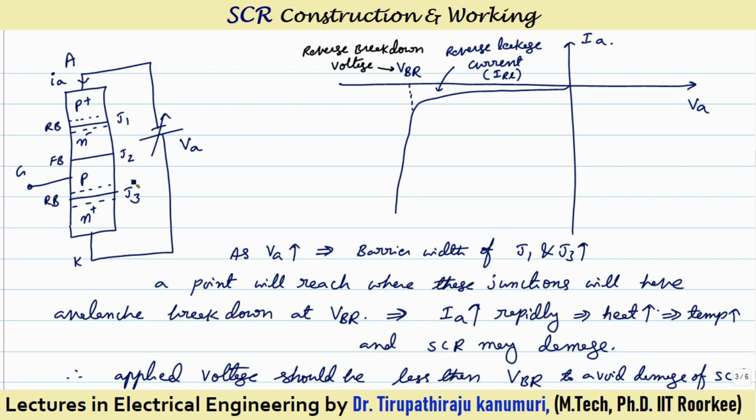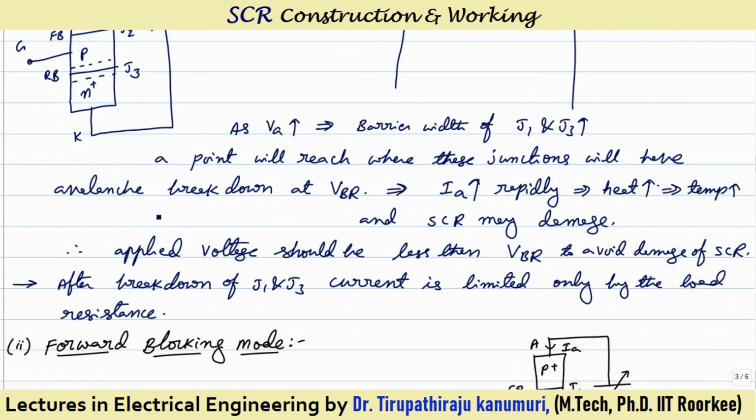That means less voltage is across J3 and more voltage is across junction J1. So please remember this one, that will be the voltage drop. A point will be reached where the barrier width will completely occupy, and it will break down. That breakdown is called avalanche breakdown.